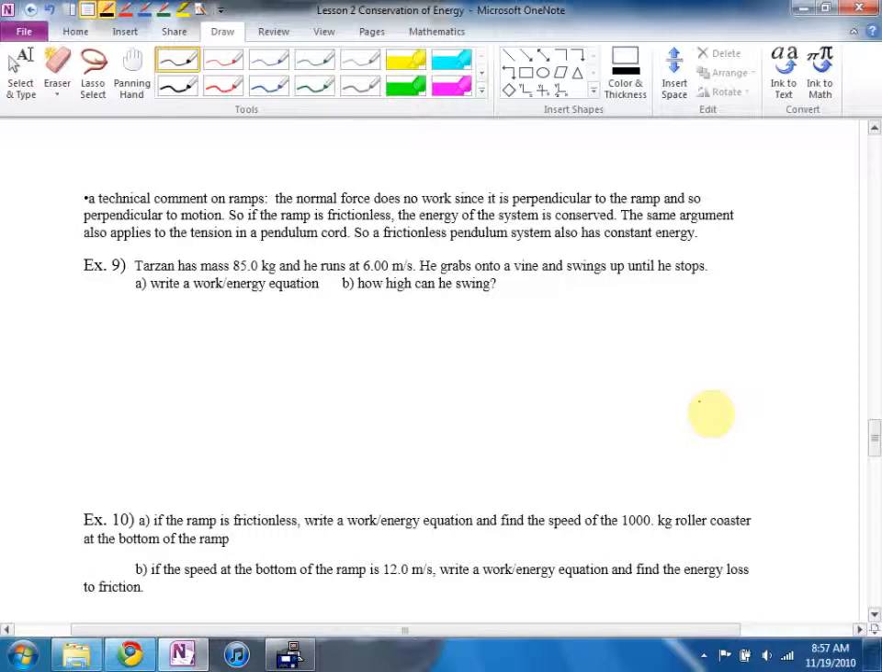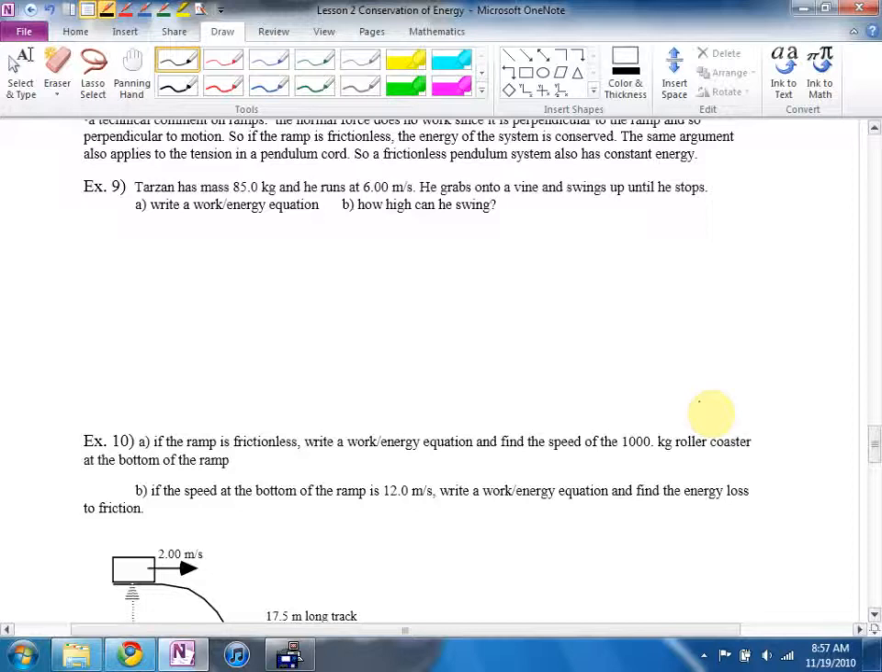Tarzan. Tarzan has mass 85 kilograms, and he runs at 6 meters per second. He grabs onto a vine, and he swings up until he stops. So what we're imagining here is we have a rope hanging from a vine. Tarzan comes running along as fast as he can, grabs it, swings up until he stops, and then he swings back down, but we're not going to worry about that. So, write a work energy equation. Have they mentioned heat here? No? Then I think it's going to be the potential energy initial plus the kinetic energy initial equals the potential energy final plus the kinetic energy final.